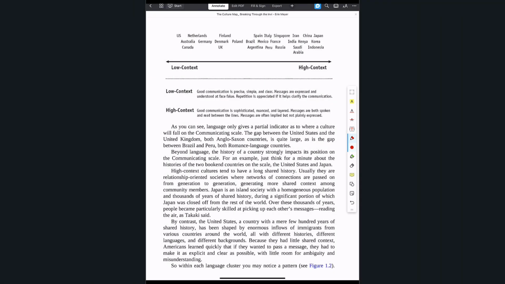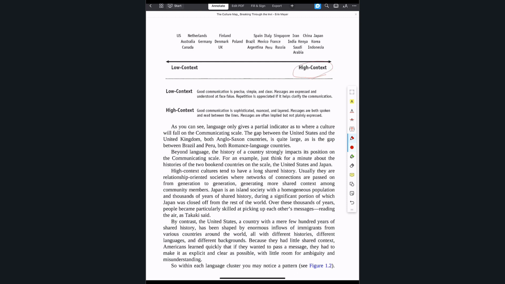Okay, so now let's discuss the first dimension that Erin Meyer discusses, and that is the dimension of communication. What is the nature of good communication in different countries? We see some countries tend to have what are called high context communications.